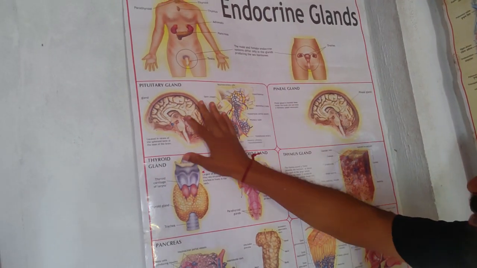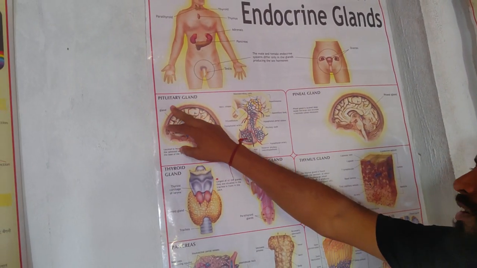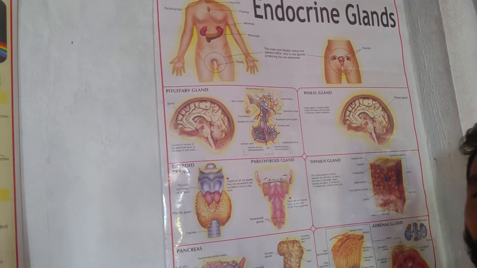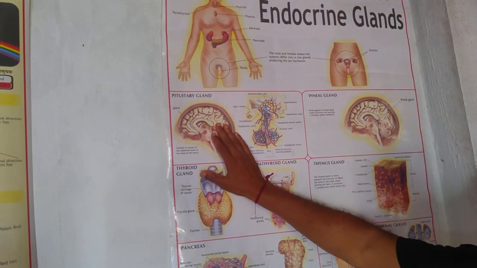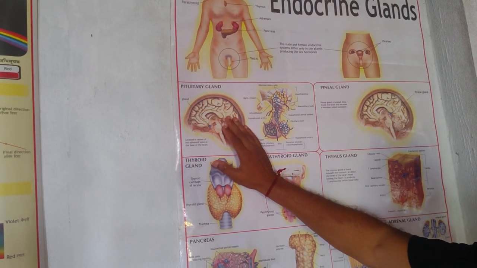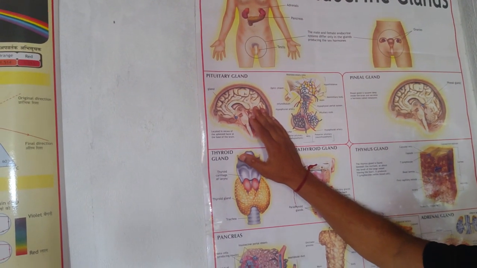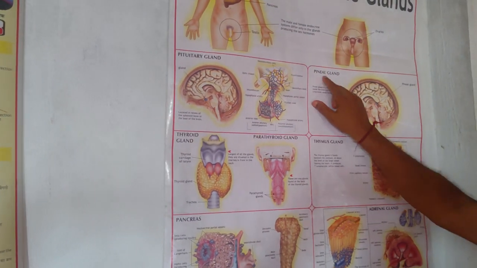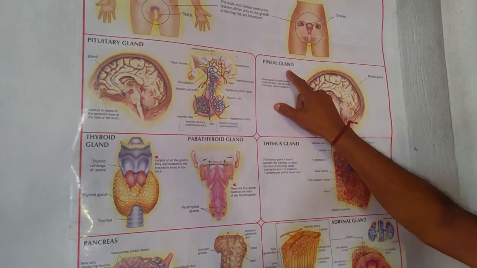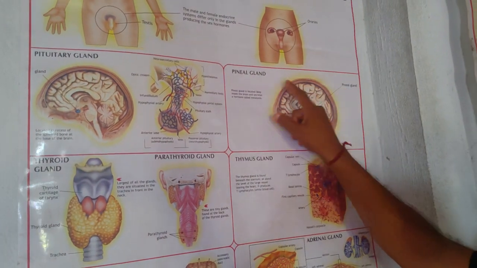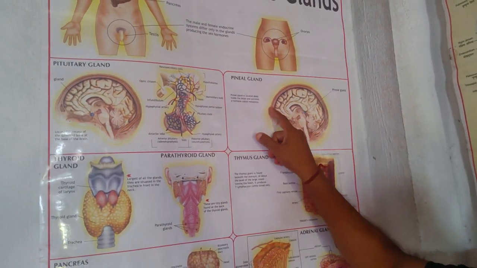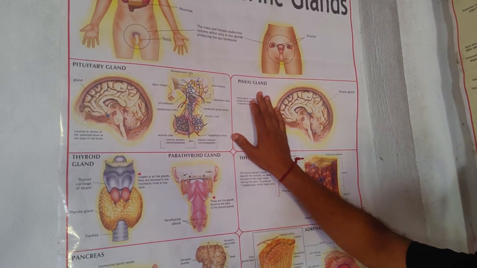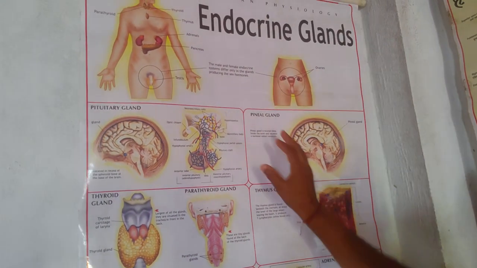The second gland is the pituitary gland. Pituitary gland is also known as the master gland of the body, which is located inside the brain. It secretes nine different types of hormones which regulate different physiology in our body. And the third gland is the pineal gland. Pineal gland is also located inside the brain, which helps in maintaining the biological clock in our body. The hormone secreted by the pineal gland is known as serotonin.